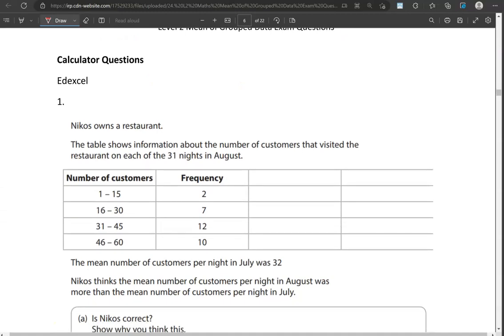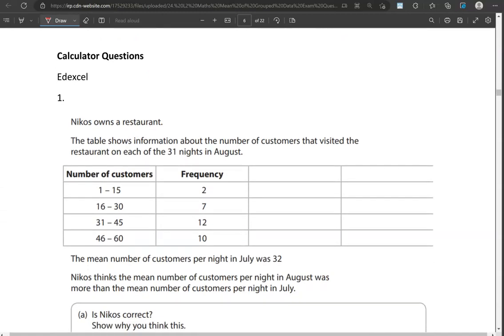Now we move into the calculator questions. Nikos owns a restaurant. The table shows information about the number of customers that visited the restaurant on each of the 31 nights in August. The mean number of customers per night in July was 32. Nikos thinks the mean number of customers per night in August was more than the mean number of customers per night in July. Is Nikos correct? Show why you think this.